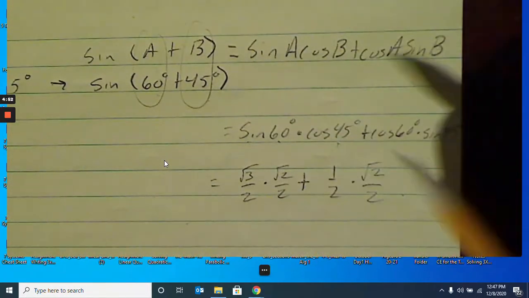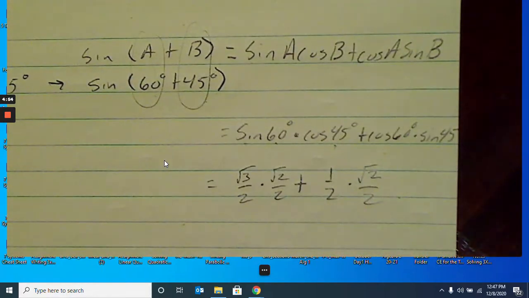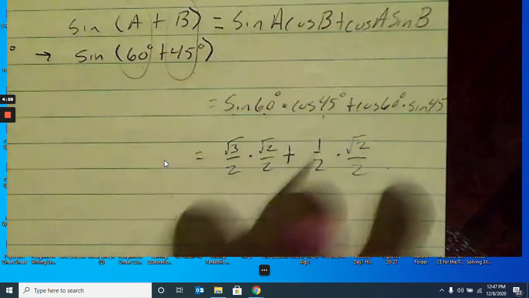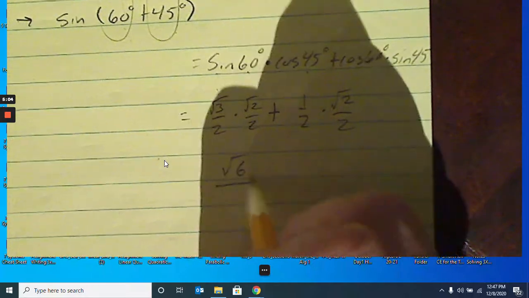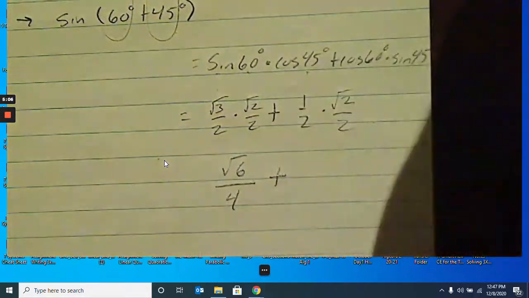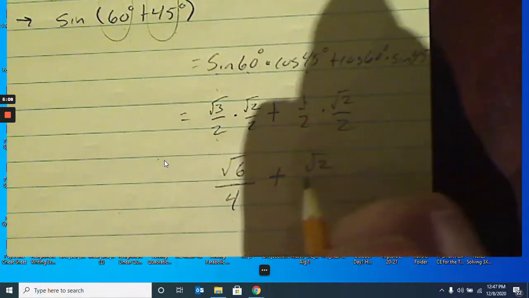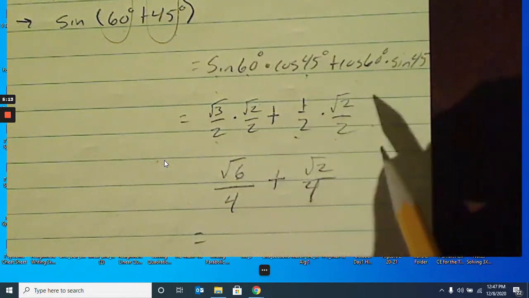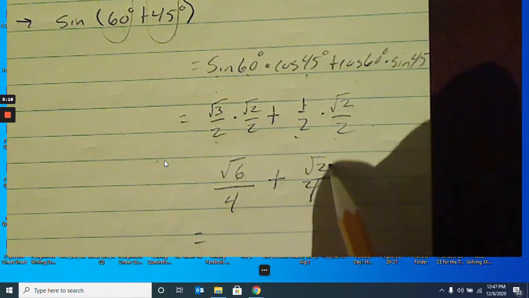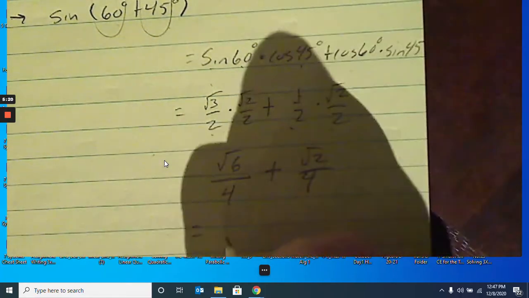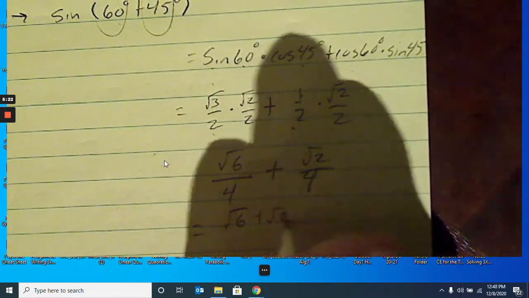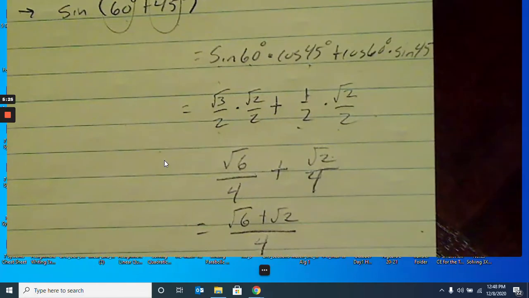And I've replaced my values with all the values that I need. Okay. So then I actually just do the math real fast. Well, root 3 times root 2 is root 6 over 2 times 2 is 4, plus 1 times root 2 is root 2 over 2 times 2, which is 4. And then root 6 plus root 2, I said that backwards. I can't really do anything with those, so it becomes root 6 plus root 2 all over 4.